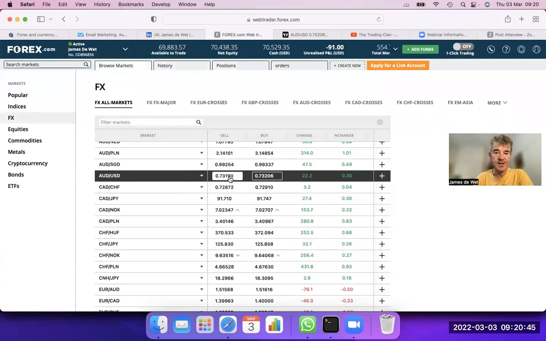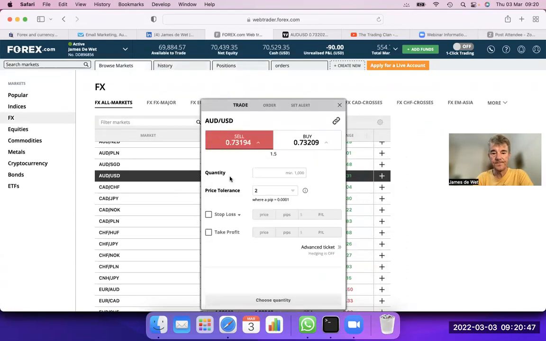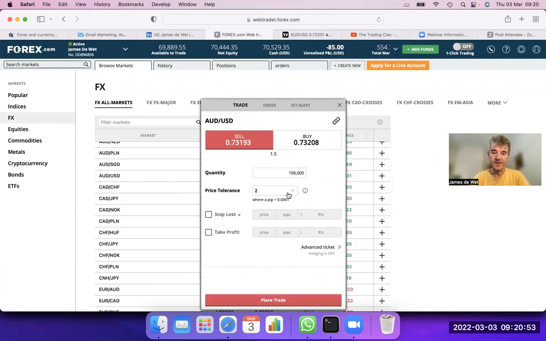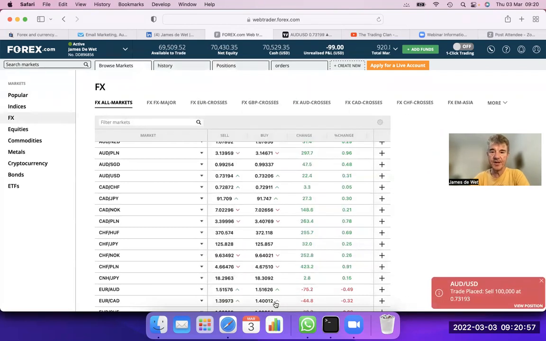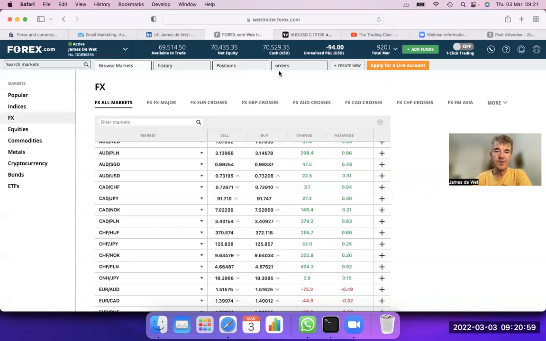Australian dollar, US dollar, I'm going to sell that. And I'm going to go for a single lot, 100,000, and place that. Now, let's go back and have a look at it. I'll tell you why when we get there.